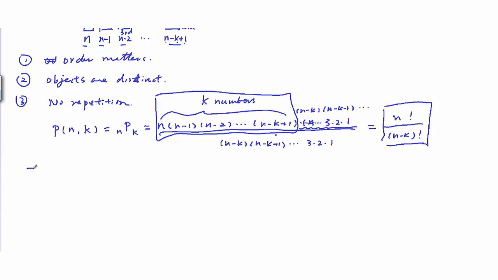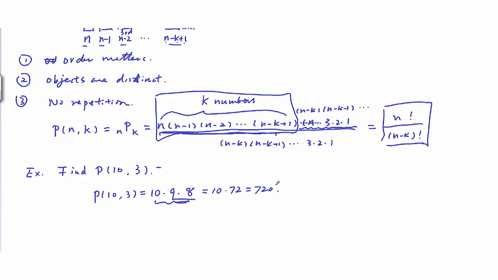So let's look at an example here. Say, find P of 10, 3. So this is to find the permutation of 10 objects taking 3 at a time. So if you use this way, you start with 10, then go down by 1 is 9, and go down by 1 is 8. Because you take 3, you have 3 spots here. So that is sufficient now. And this is pretty easy to calculate. 10 times 9 times 8 is 720, so you get 720 ways, okay?